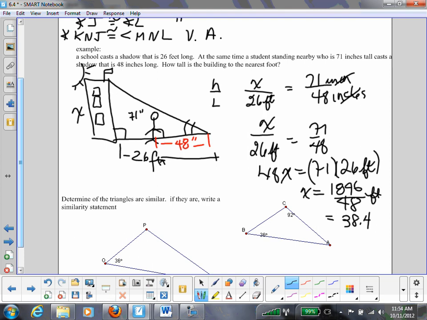38.45, let's do 46 feet. Yeah, that's fine. Carry that to maybe a couple of decimal places. Oh, did they say to the nearest foot? Oh, well then what would the nearest foot be? We would need to say 38 feet. Right, thank you. I didn't read my question carefully.